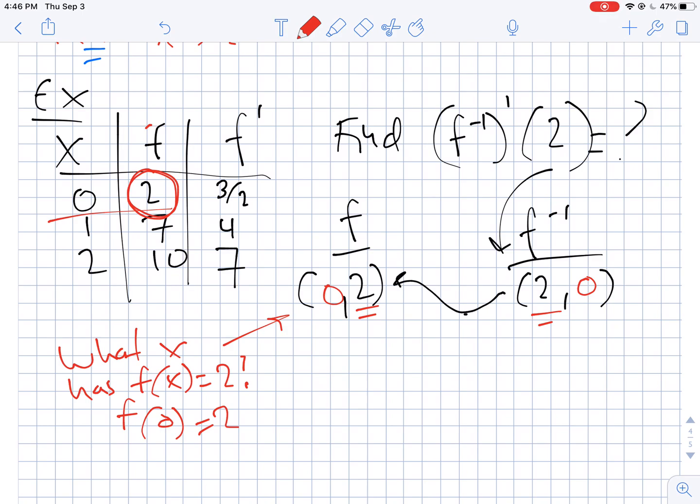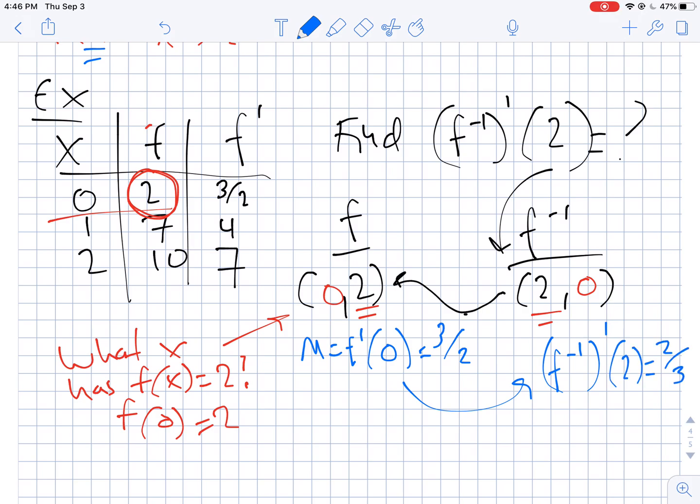Now, if I'm trying to find the slope of the inverse function, I can find the slope of my original function, f prime of 0. In the table, that's just 3 halves. Well, if that's 3 halves, what that means is the inverse slope, my inverse derivative at 2, would be flipped, 2/3. So the key on this was recognizing, again, that this 2 is actually a y value in f because it's an x value in the inverse function. But again, we're just taking the reciprocal.